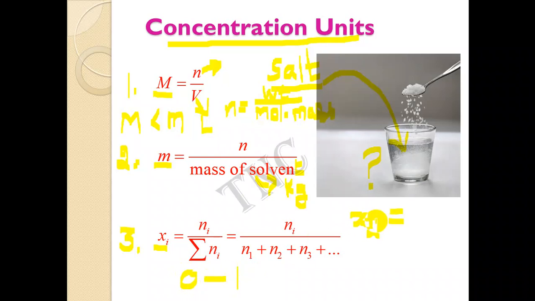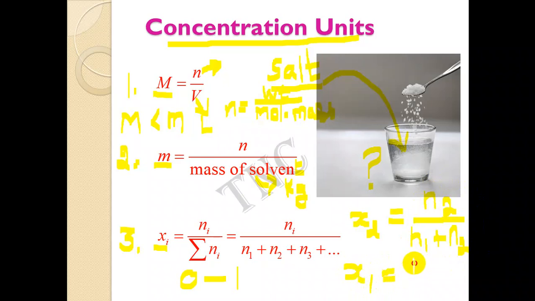Okay, so x2, the mole fraction of solute, is nothing but n2 divided by n1 plus n2, that is, the number of moles of solute divided by the total number of moles present in the solution. Since the denominator n1 plus n2 is always greater than the numerator n2, you will always get a value less than 1, right? In the same way you can calculate the mole fraction x1 also.